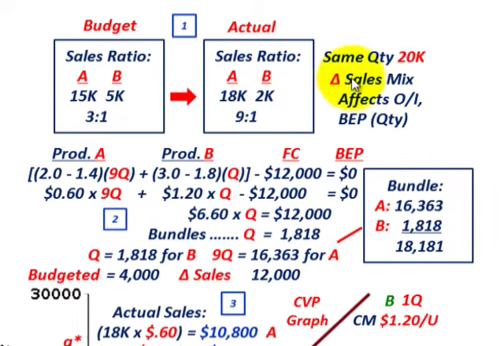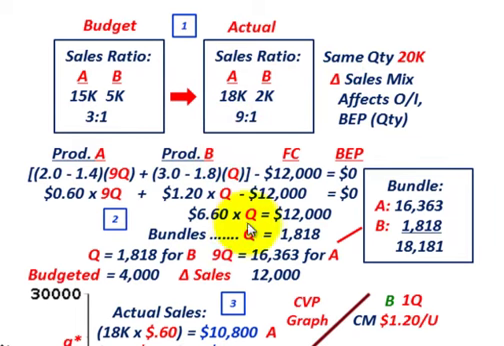And that change in our sales mix is going to affect our operating income and also the break-even quantity. And you note that we have the same quantity in both cases, 20,000 units. For the budgeted amount, 15,000 plus 5,000 is 20,000. For the actual amount, 18,000 plus 2,000 is also 20,000. That's just for our example that we're going through.